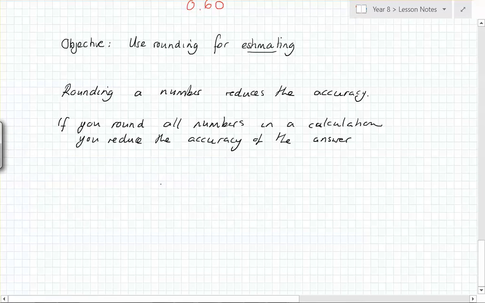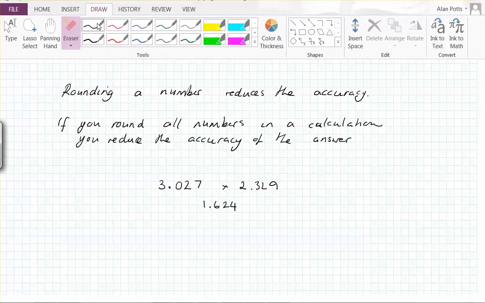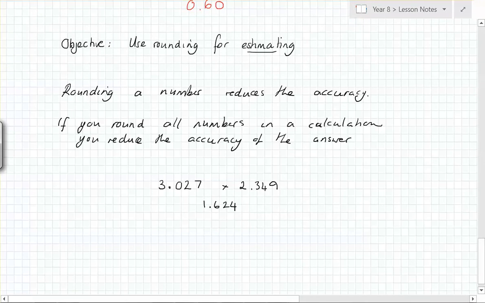So for instance, if I want you to do 3.027 multiplied by 2.349, divided by 1.624, if that's the question I want done. Now the thing is, I would get you to do that on a calculator, but how clever is a calculator? Pretty dumb. A calculator is just as dumb as it comes. It can only do what you tell it to do. So the clever part of the calculator is you.